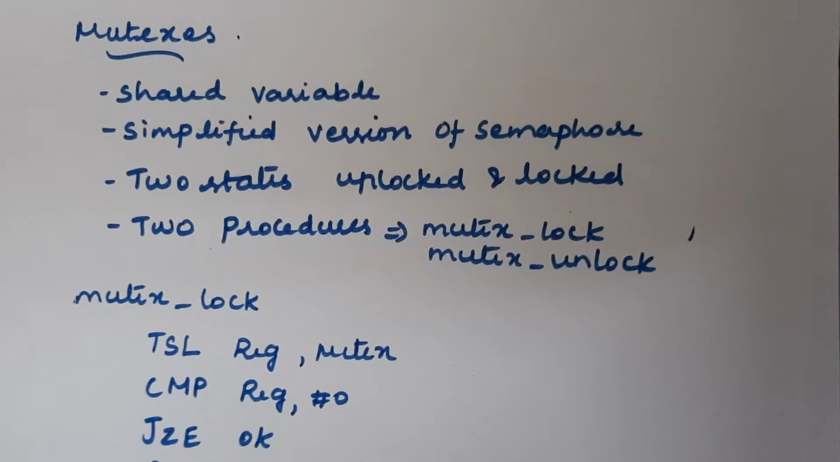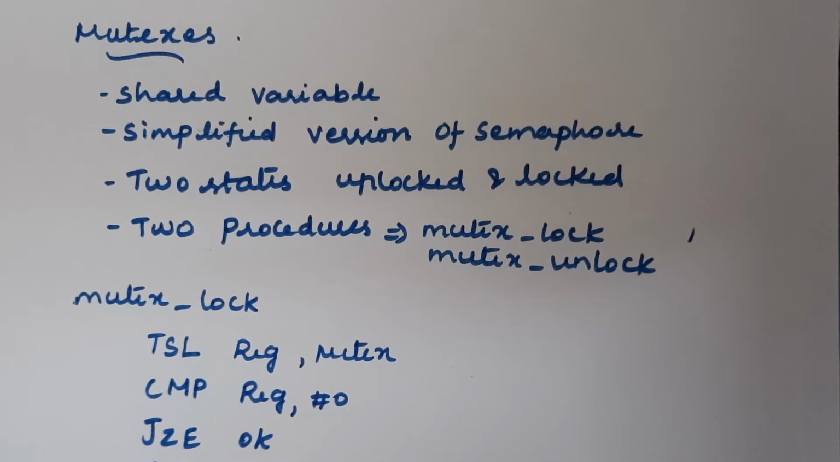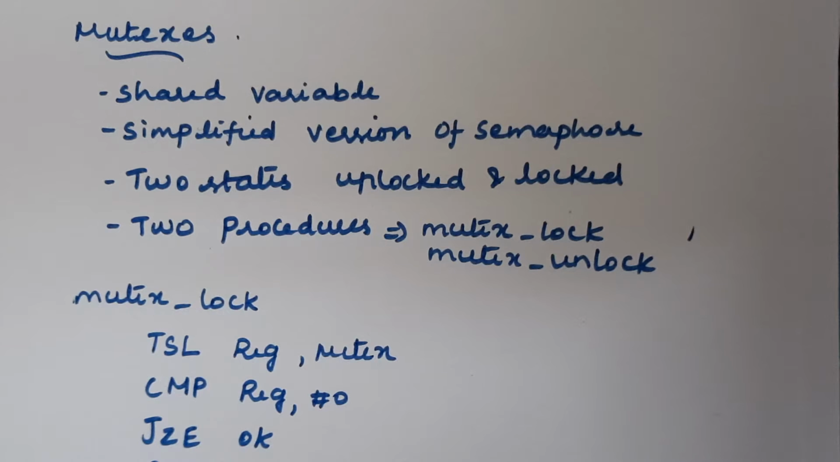The mutex is a shared variable, and it has two states. One is unlocked and the other is locked. These two states can be represented with the values 0 and 1. Unlocked is 0 and locked is 1. And there are two procedures under this mutex variable: mutex lock and mutex unlock. Let us discuss how a process will use these two procedures. In order to use the mutex variable, it has to go with these two procedures.